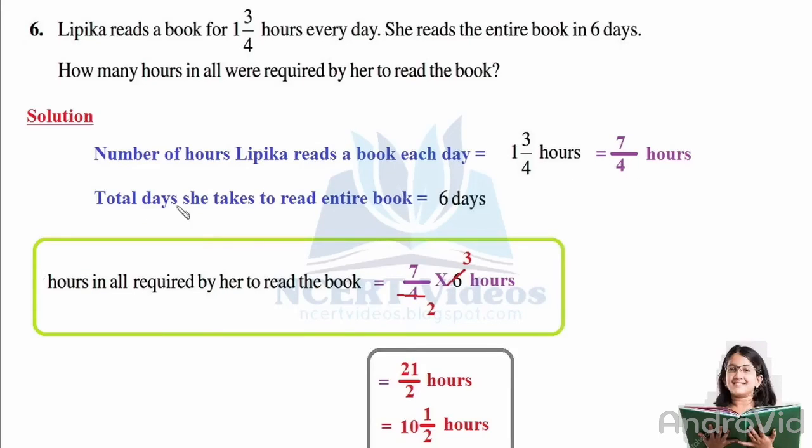Converted, it is 7 over 4 hours. And the total days she takes is 6 days. So how many hours? It is simple. Multiply 7 by 4 into 6. Now cutting opportunity, we can see here 2 to the 4 and 3 to the 6. 7 3s are 21 over 2. When you multiply it, it gives you 21 over 2 hours. So converting it into a mixed fraction, 2 tens are 20, 1 is remainder. It'll take her in total 10 and a half hours.